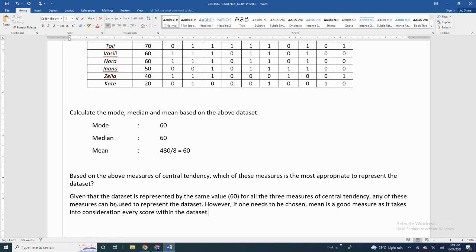So if your data set consists of extreme values, either too high or too low in comparison to most other test takers, then you should not select mean. You should go with mode or median instead. Okay, so that's it. It's super easy, super quickie, and we are done with mode, median, and mean, and with our exercise on measures of central tendency.